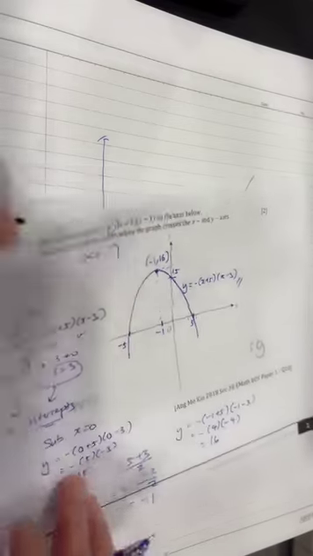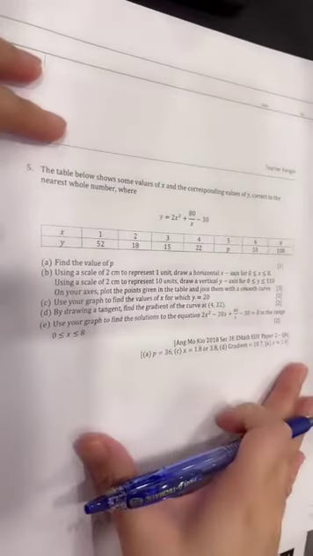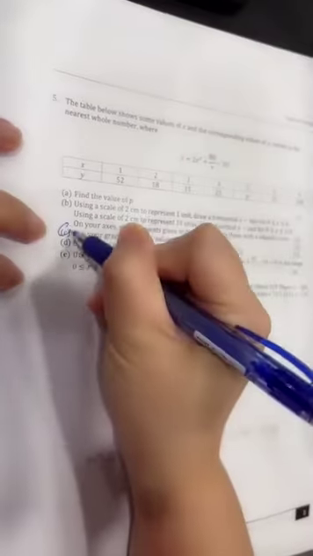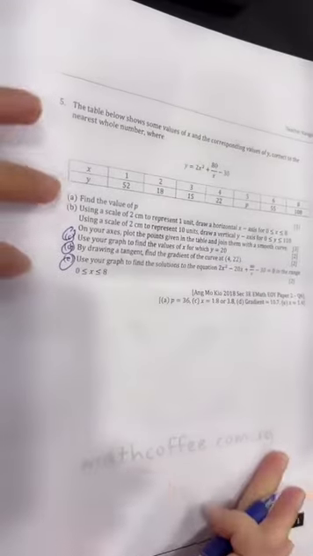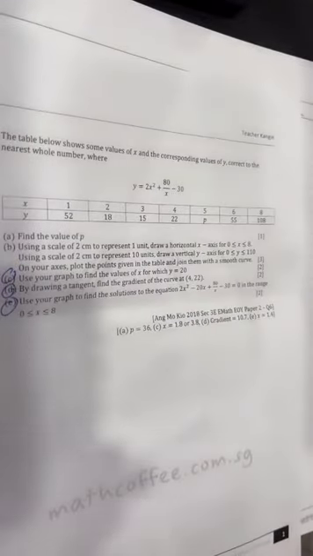Okay? Come, let's go to the last question, which is this one. But like I mentioned in my video, I'm not plotting the graph. I believe you all know how to plot the graph. I'm only going to focus on the C, the D, and the E. Okay? Because a lot of students know how to plot the graph, but don't know how to do the last few parts.